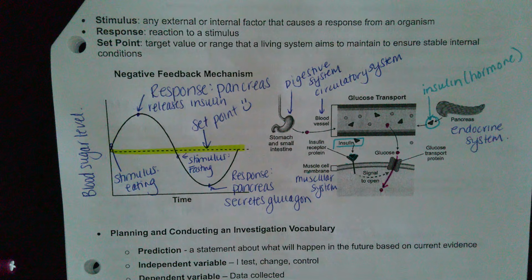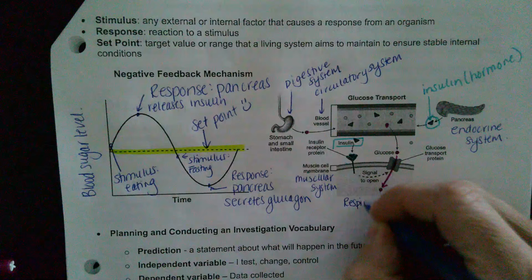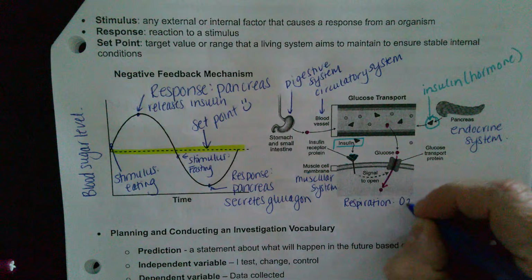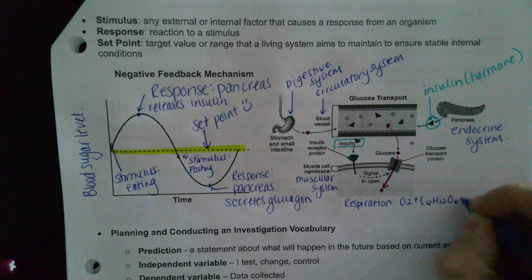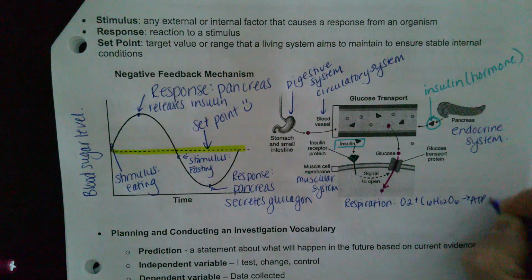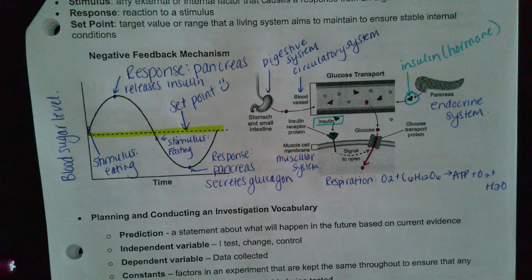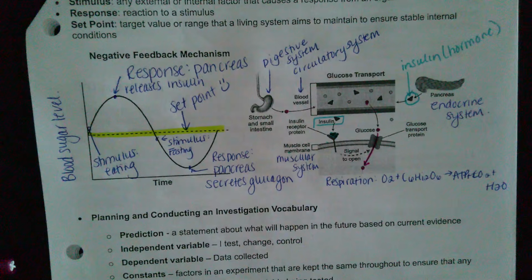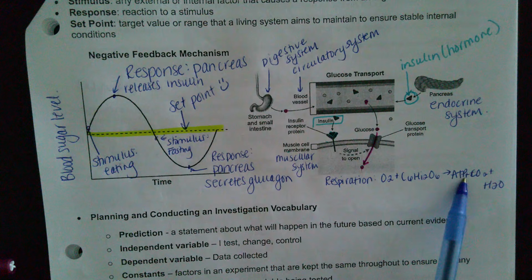Once it's inside of the muscle cell, the test might want you to make all these connections. That's going to be when you can have ATP being made. CO2, sorry. So we have oxygen plus glucose gives me ATP plus CO2 plus H2O.